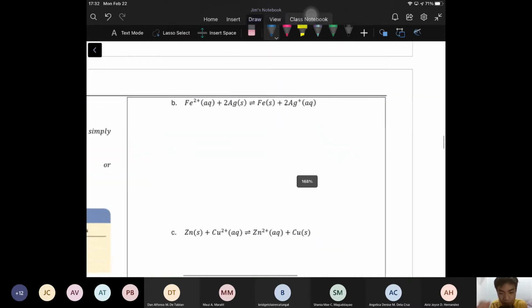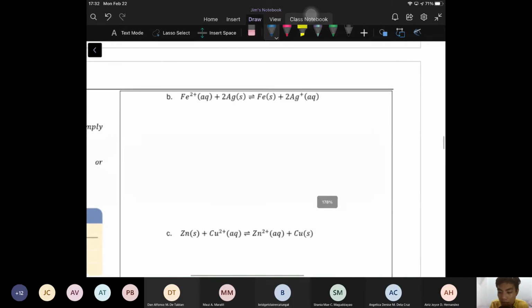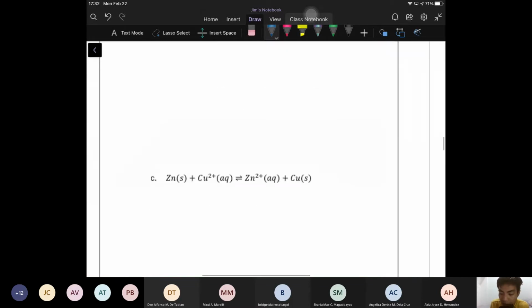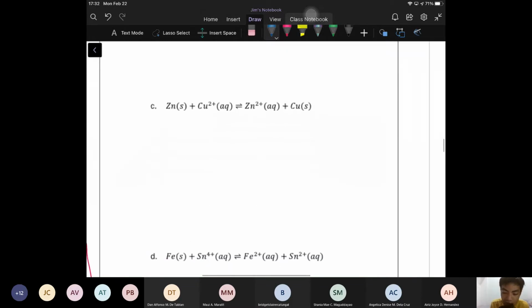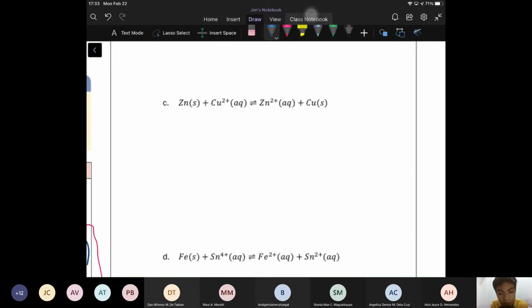Practice pa tayo. So, isa pang item. Sagot pa tayo ng isang item. Ano naman? Ito na lang, letter C. Kayo na bahala sa ibang item na hindi ko masasagutan during synchronous sessions natin. Okay? So let's try letter C. We have zinc, copper 2 plus in equilibrium with zinc 2 plus and copper. Okay?